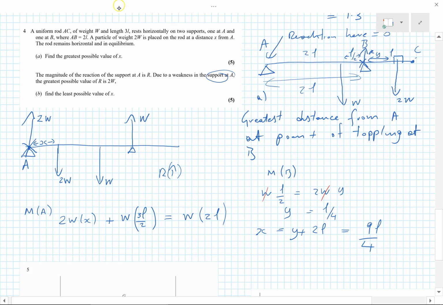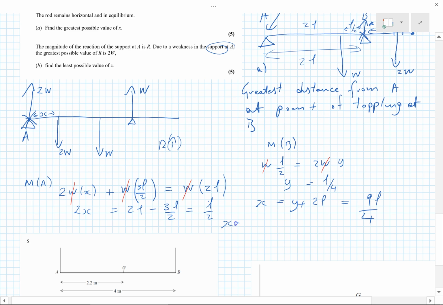Right, now W cancels. So we have 2X plus 3L over 2 equals 2L. Let's take the other to the other side: 2X is equal to 2L minus 3L over 2, which is equal to 4L minus 3L over 2, so that equals L over 2. So X equals L over 4, which is the final answer. Let's write it here to keep it separate: X equals L over 4. So that question is done as well.